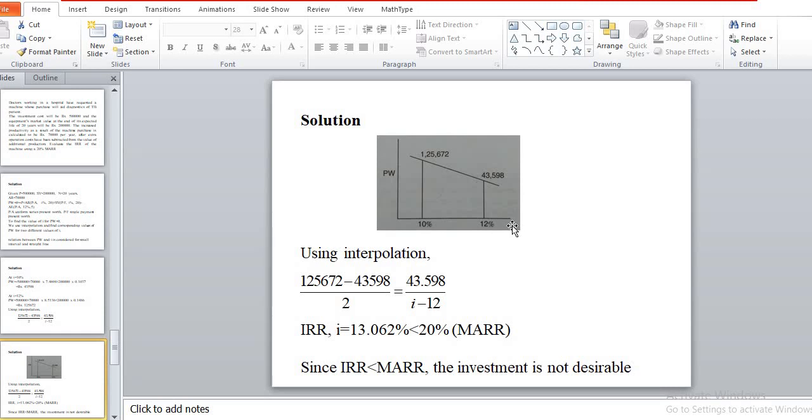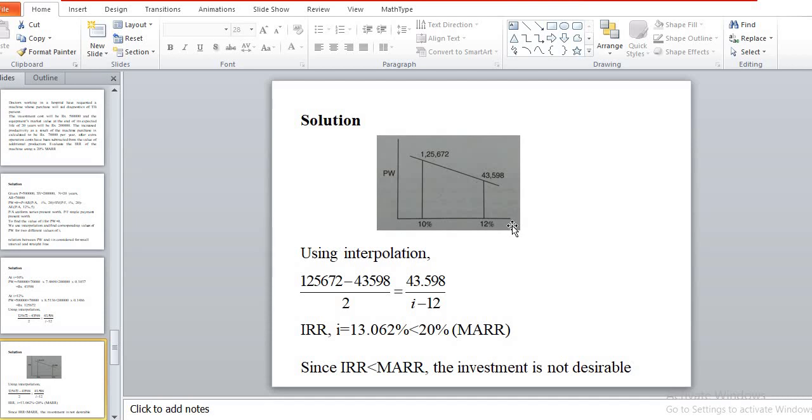Now we consider two rates, 10% and 12%. By considering these two rates, we can find out the present worth value at the particular interest rates 10% and 12%. Now we are interested in finding the present worth value at a particular interest rate I.